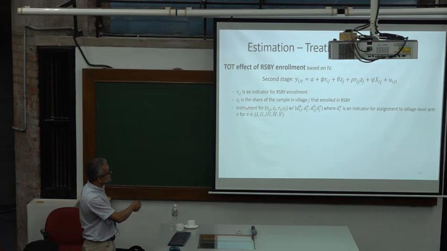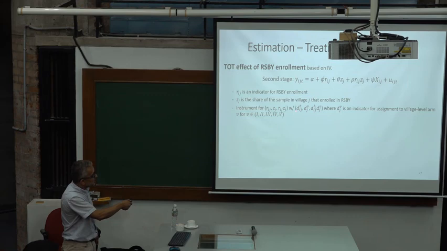And what are the instruments we use? We use whether or not you as a household got access. That's our first instrument. The instrument for the share, in some sense, is the fraction of the households in the village that got access. Obviously we use all of these for the first stage regressions, but the other instrument is the interaction between whether you got access and the fraction that got access. Okay, and so that's the structure.